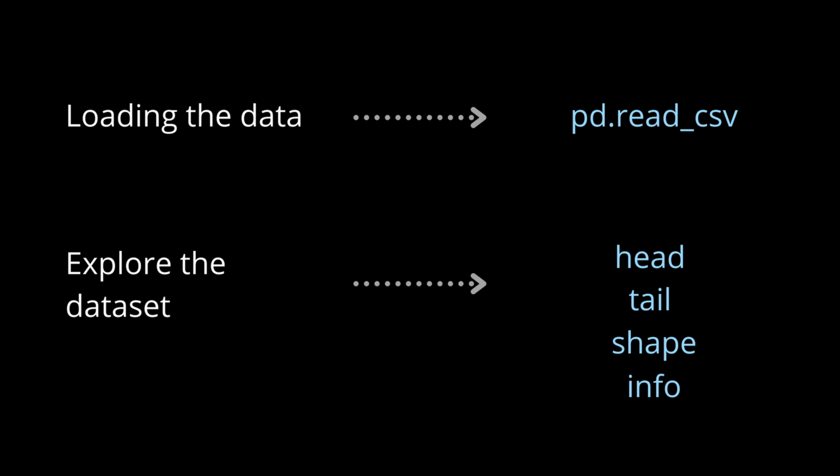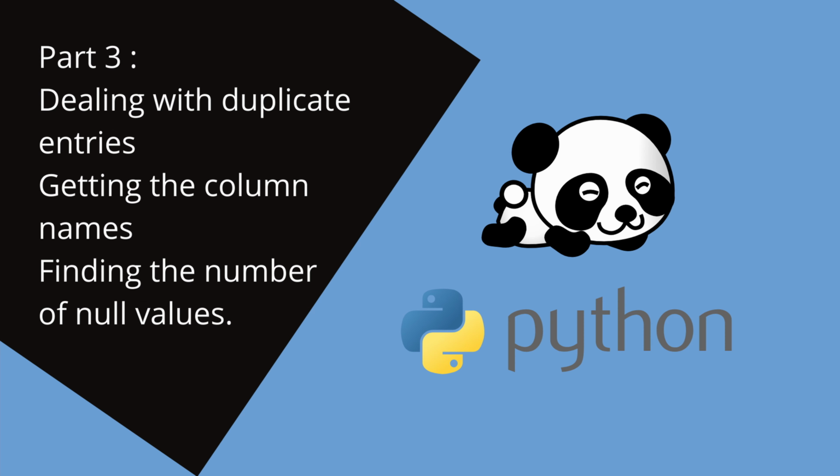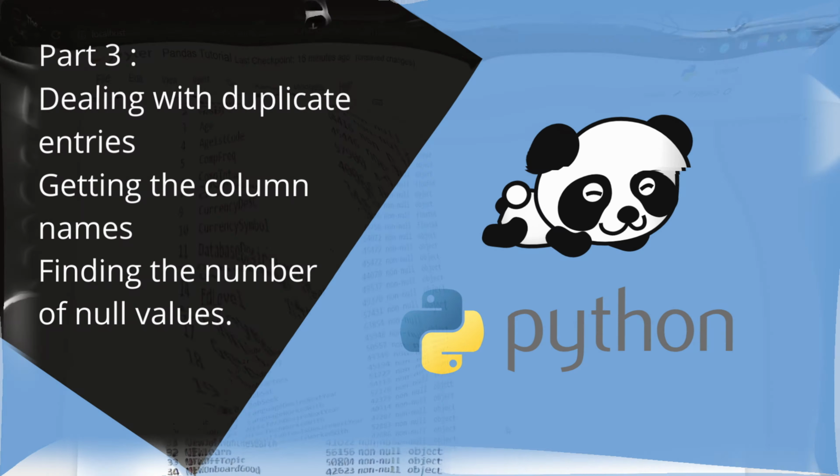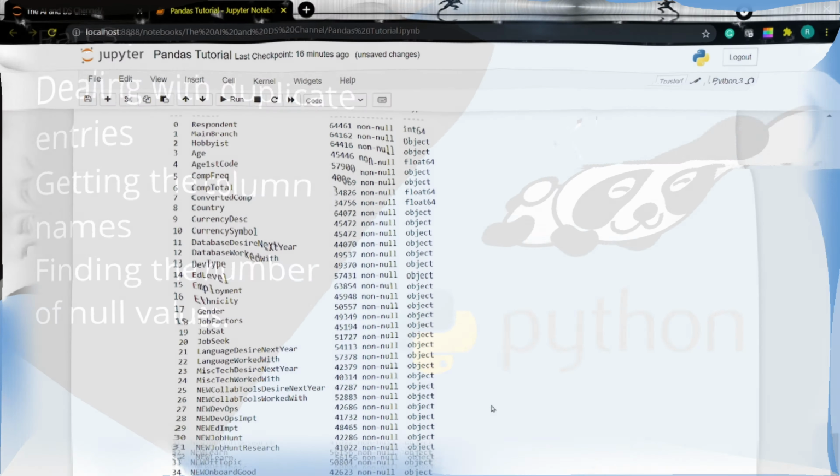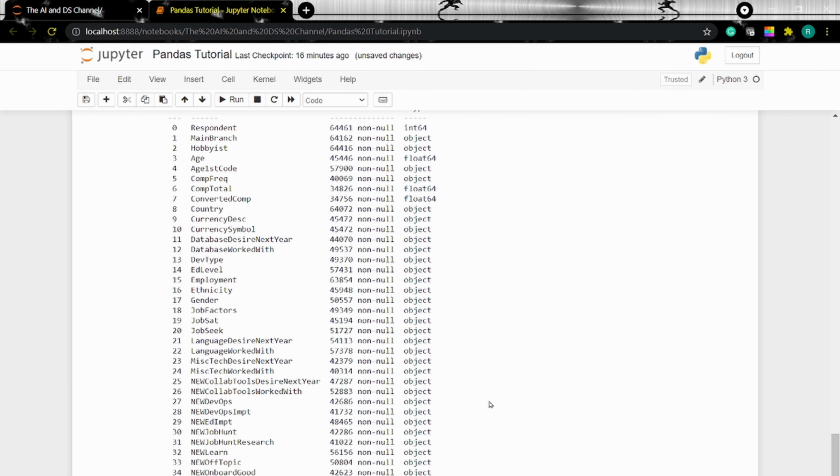In the previous section of our tutorial, we looked at how to load and preview data from our dataset. In this section, we will look at how to deal with duplicate entries, getting the column names and finding the number of null values. Let us check if there are any duplicate values in our dataset.